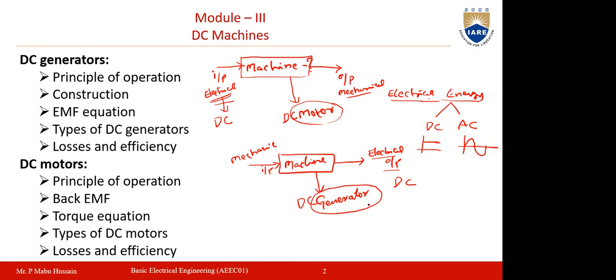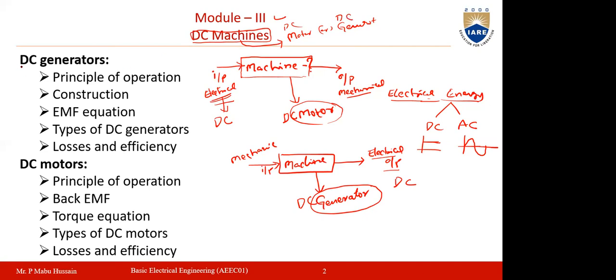So in the third module, we are going to discuss the DC machines. This machine may be either a motor or a generator, depending upon which energy you give as input. Simply, if we are calling it a DC machine, it may be either a motor or a generator. That means a DC machine includes a DC motor as well as a DC generator.